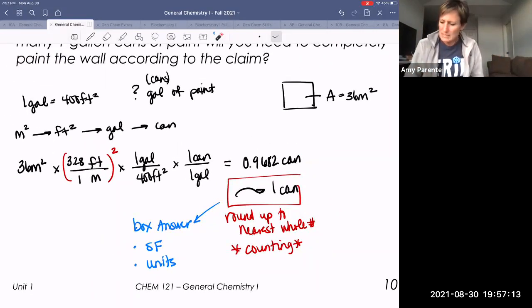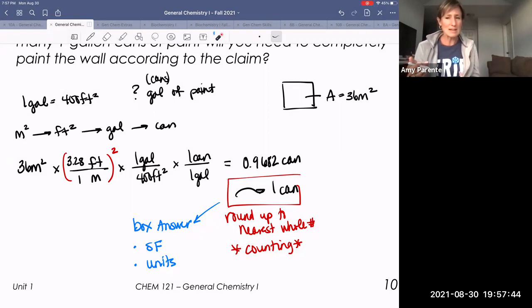Let's imagine that we didn't have 36 square meters. What if we had like 50 square meters? And I think the math will work out here. If we had 50 square meters, this is going to be just slightly more than 1 can. Now, I can't go to Lowe's and buy 1 can of paint because I'm not going to have enough to finish it. So even though I only need a tiny bit more than 1 can, I need to round up to the nearest whole number. I would not round down there because then I'm going to run out of paint.